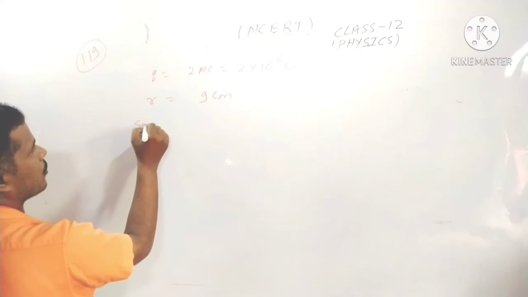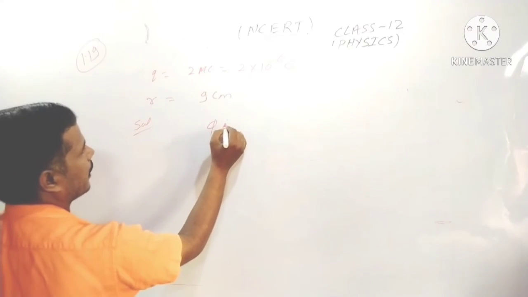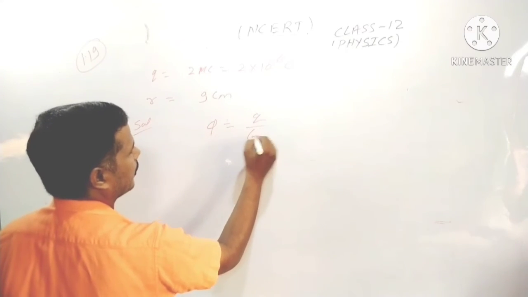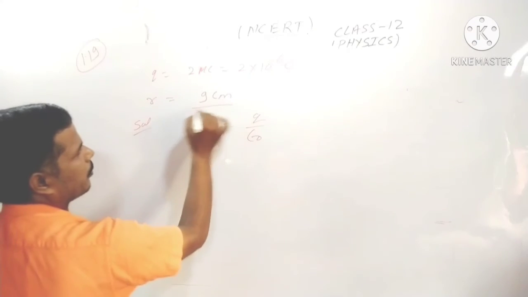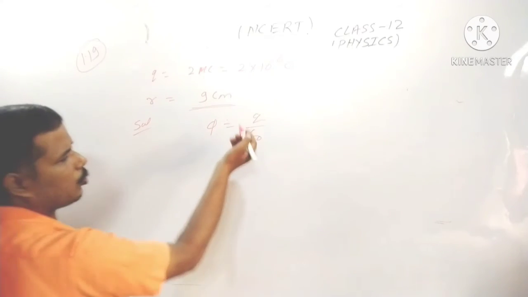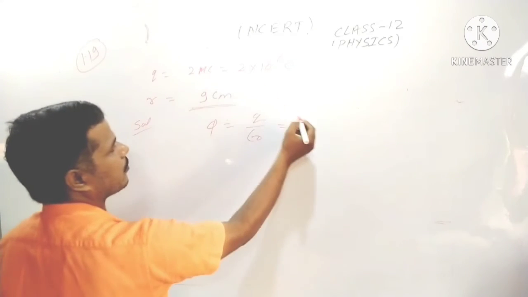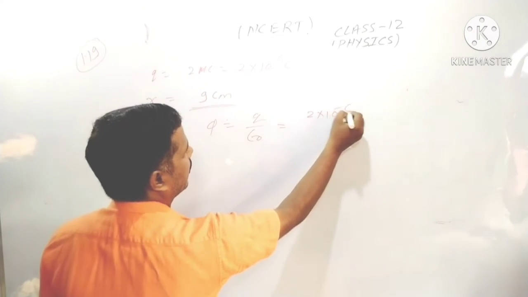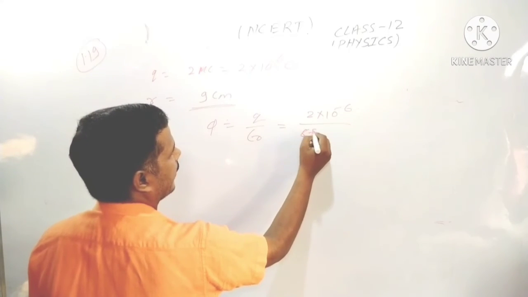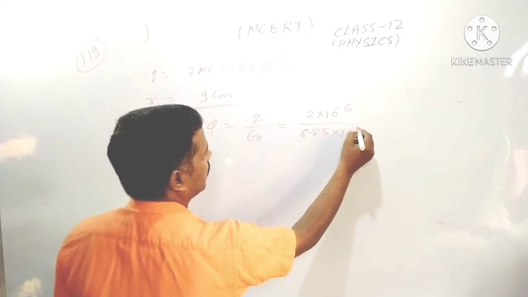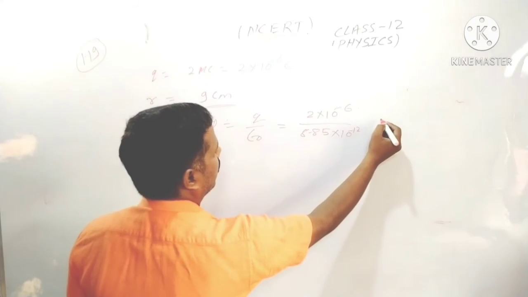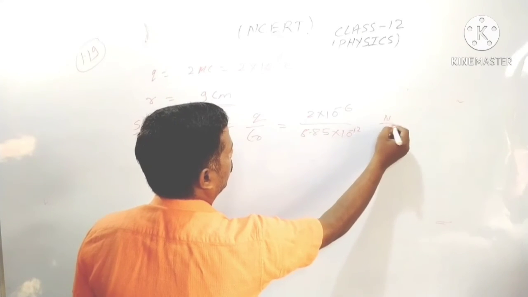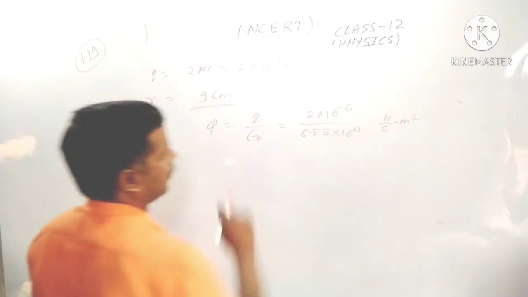According to Gauss theorem, flux phi is equal to Q by epsilon naught. Doesn't matter its size is how much, Q by epsilon naught, put up the value. 2 into 10 power minus 6 divided by 8.85 into 10 power minus 12. It will be flux in Newton per coulomb meter square.